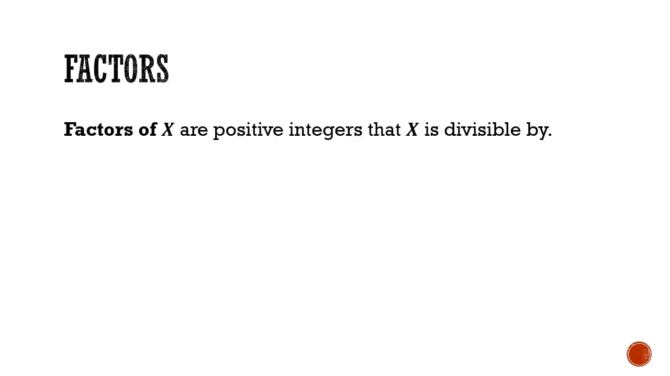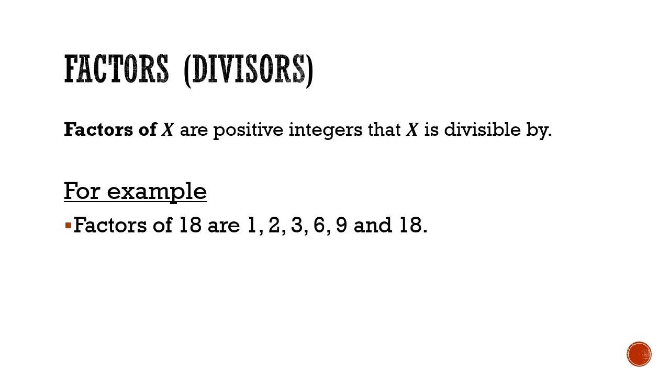From the definition of divisible, we get the concept of factors. Factors of a number x would be the positive integers that x is divisible by. Factors are also sometimes known as divisors. For example, the number 18 is divisible by 1, 2, 3, 6, 9, and 18. These 6 numbers are known as the factors of 18.